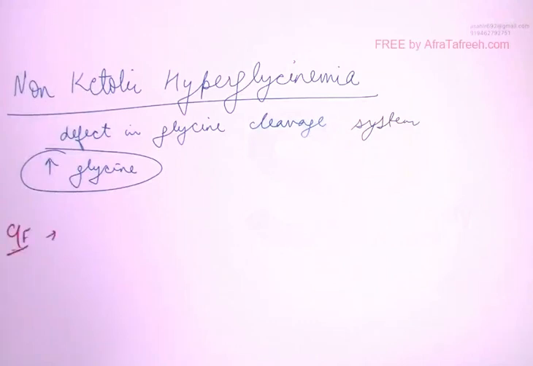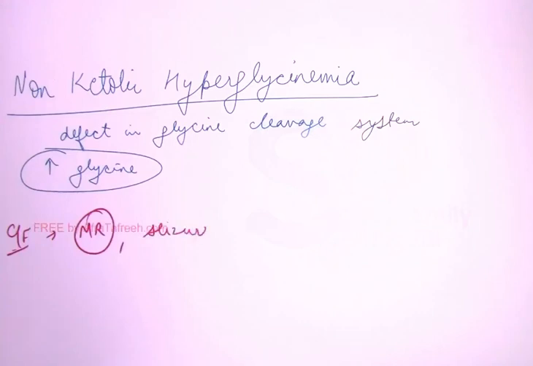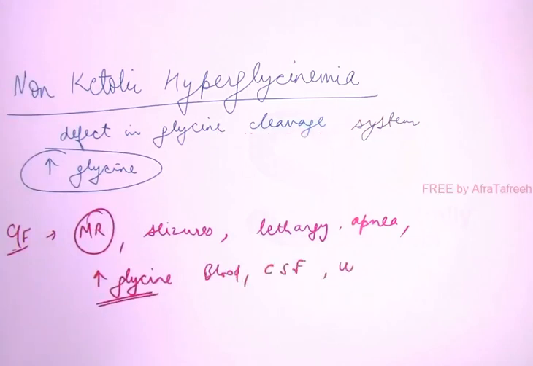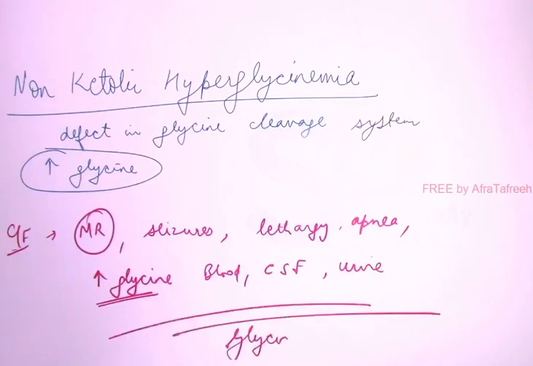Clinical features of these patients. These patients are mentally retarded. They have seizures, lethargy, apnea, increased glycine, abnormal high level of glycine found in blood, CSF, and also in urine. This is also known as glycine encephalopathy.